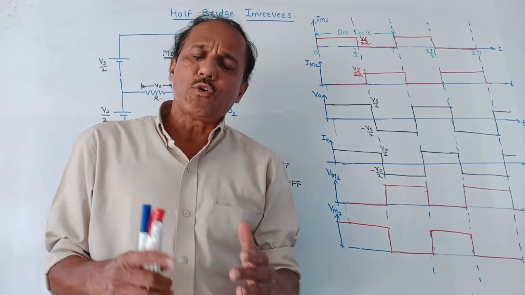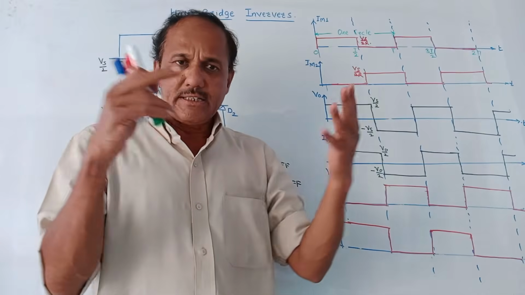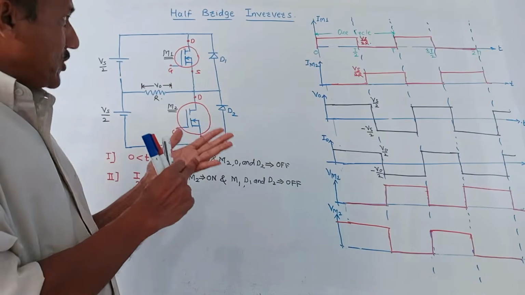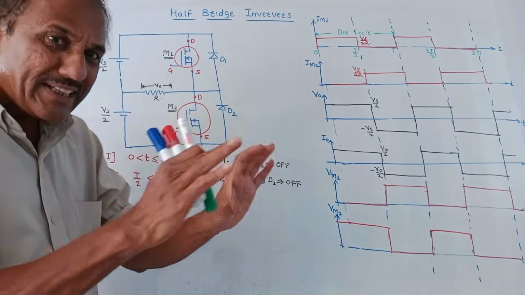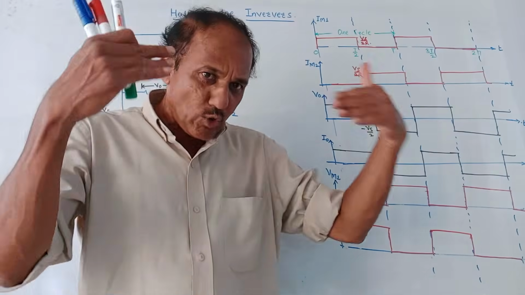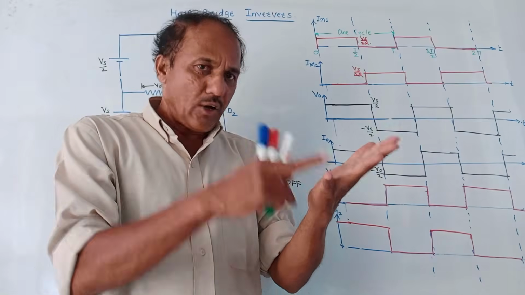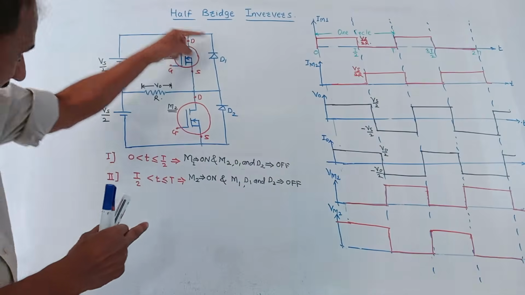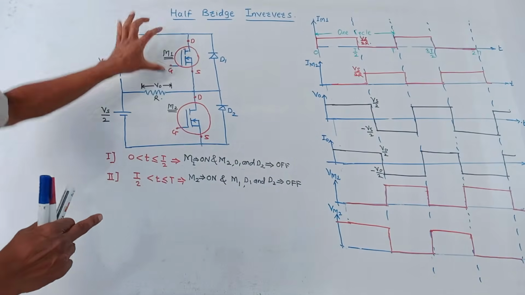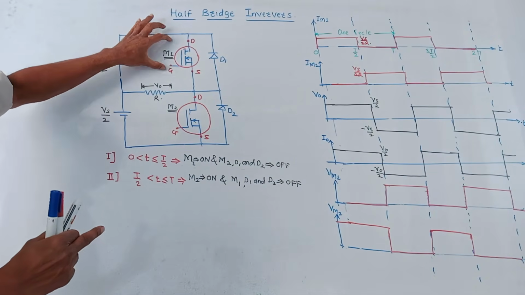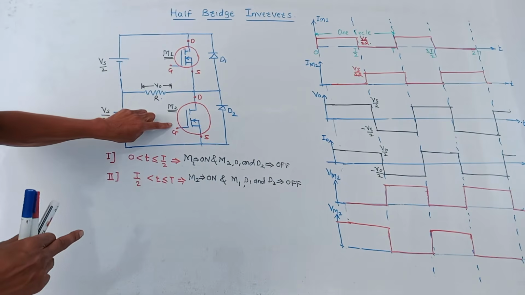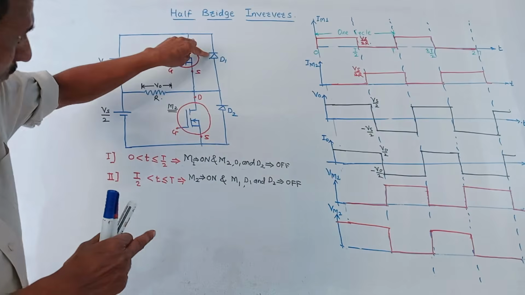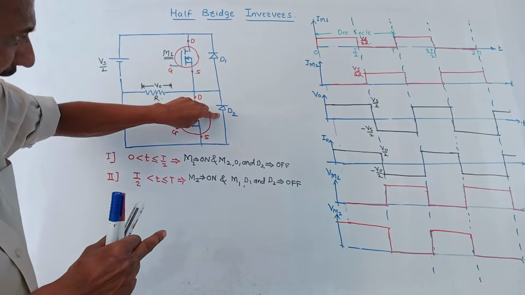From the exam point of view, you may expect a question like this: draw and explain the half bridge inverter using MOSFET with R load. Now see, there are two types: one is R load and the other is RL load. Presently I am talking about R load. This is the corresponding circuit diagram. Here I have shown two MOSFETs M1 and M2. In parallel with each MOSFET, we have connected diodes D1 and D2.